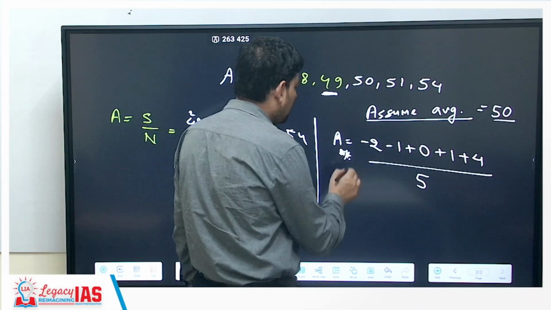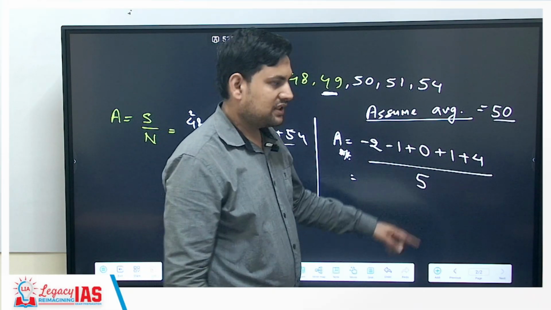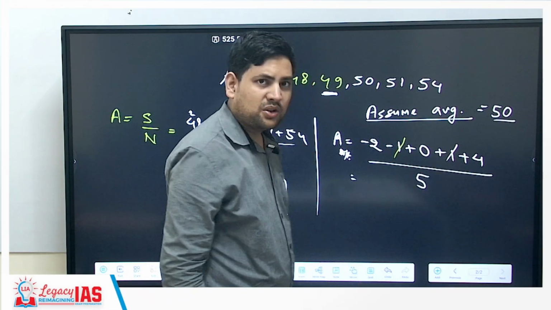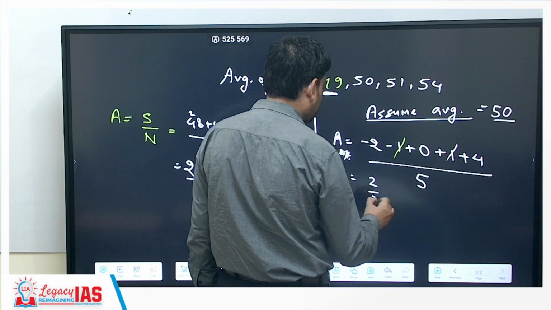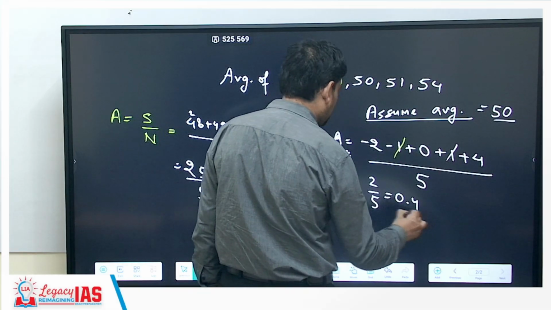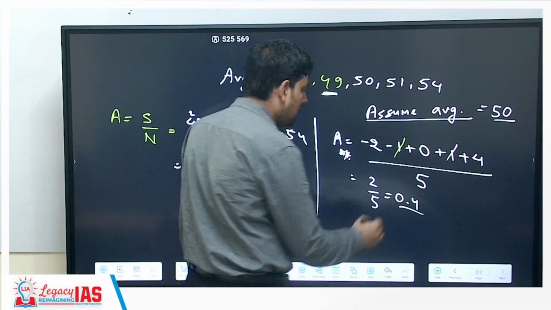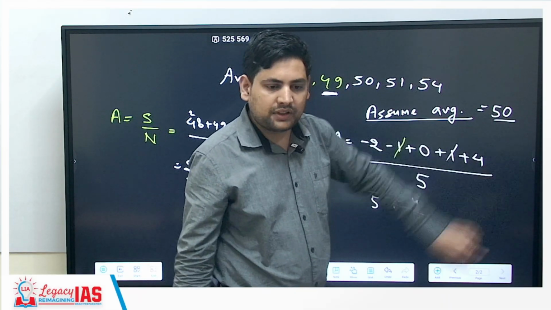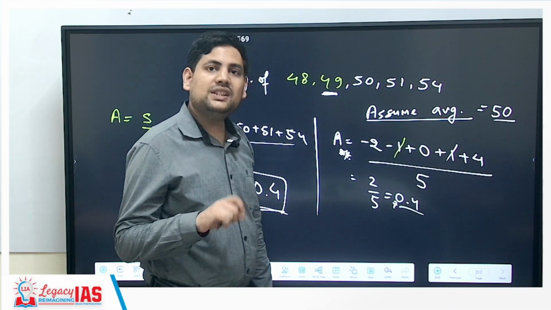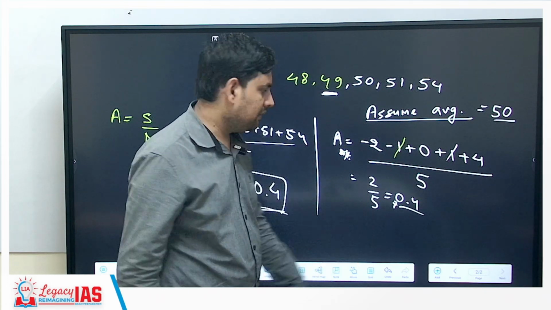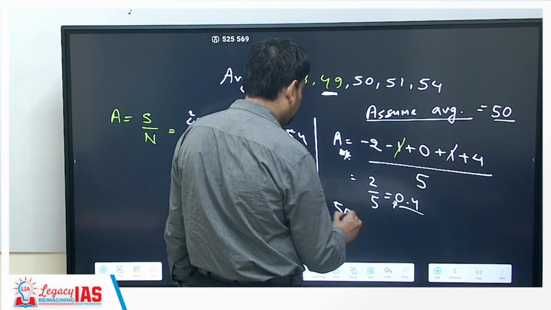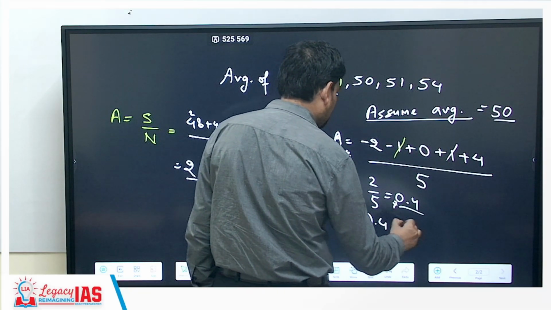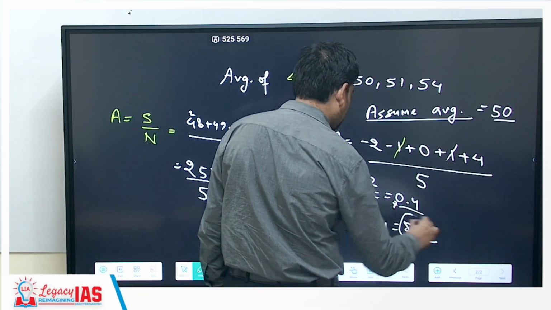Now what you will get here, minus 2 minus 1, so minus 1 and minus 1 cancel out. What you get, 4 minus 2, that is 2, 2 by 5, that is 0.4. Now it came out to be positive. When it comes out to be positive, you add it to 50. If it has come out to be negative, I will subtract it from 50. So the answer becomes 50 plus this average difference that came, so 0.4. So what I got? 50.4 as the final answer.